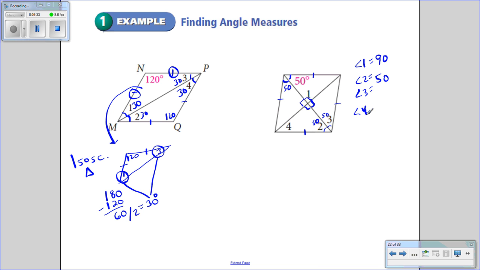Last, we have angle 4. How do you get angle 4? Well, pull out that triangle. You have a 90-degree angle. You have a 50-degree angle. And that's the angle in question. So add up 90 and 50. I'm going to take away from 180 because it's a triangle. So 90 plus 50 is 140. So I'm going to subtract 140 from 180, and that should give me angle 4, which is 40 degrees.